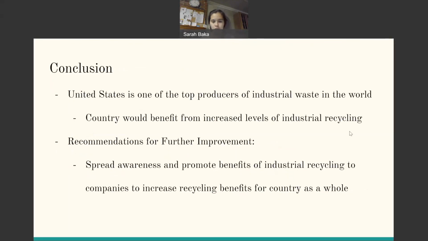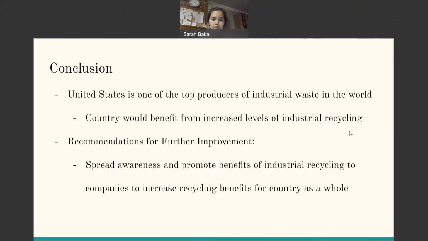In conclusion, the US is one of the top producers of industrial waste in the world. Through these processes that I outlined before, a focus on those materials could really make a vast improvement in the world as a whole. The country could benefit from increased levels of recycling with scrap metals and oils, other chemicals, and construction materials, and really benefit the people living in communities where industrial progress is being made.